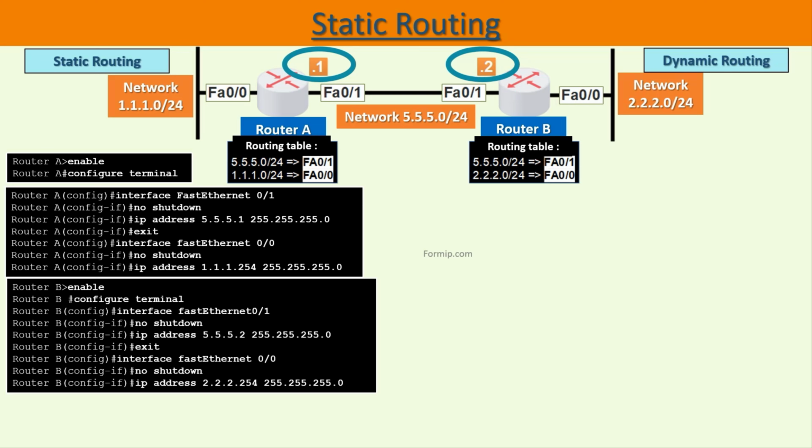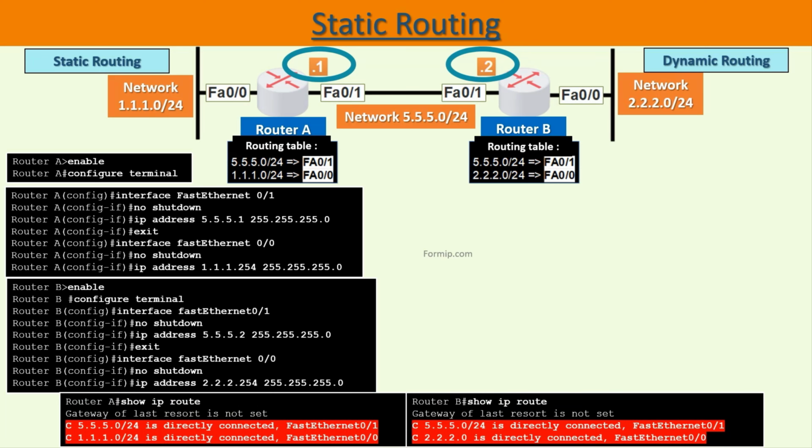Before setting up our static route, we're going to look at the routing tables of the two routers, doing a show ip route. By default, a router only knows the networks that are directly connected to it. That's why router A only sees network 555.0 and 111.0. Router B also sees the 555.0 and sees the 222.0 network. At the moment, router A has no idea how to join the network 222.0/24 because there is no entry in its routing table.